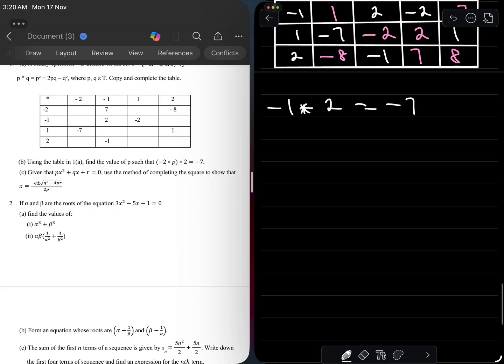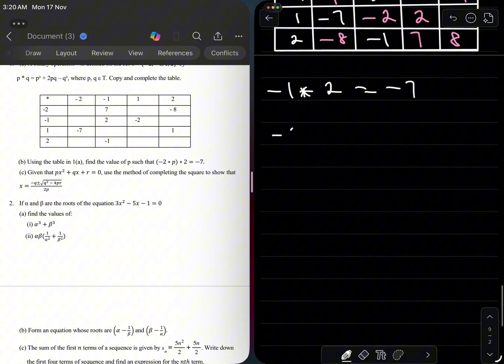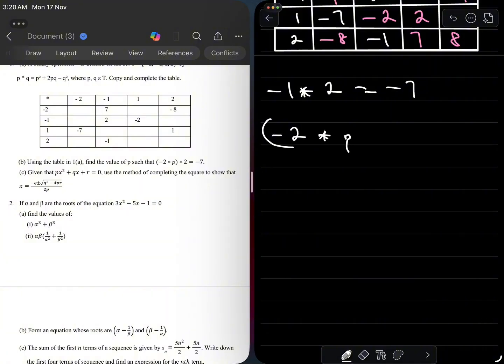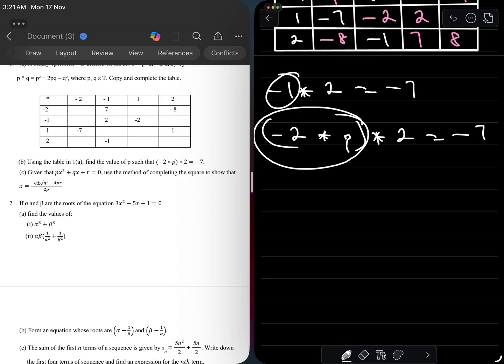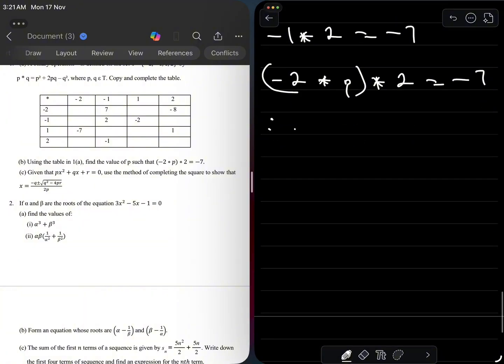And at the same time, minus 2 asterisk p asterisk 2 is equal to minus 7. When you combine minus 1 with 2, you get minus 7. And when you combine minus 2 asterisk p with 2, you get minus 7. That simply means that minus 2 asterisk p is equal to minus 1.